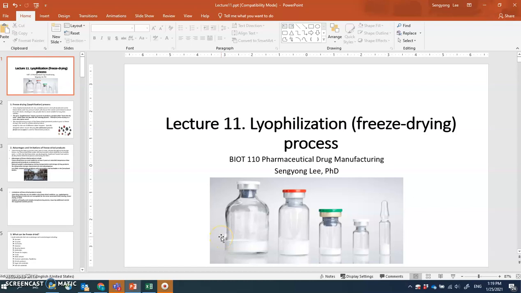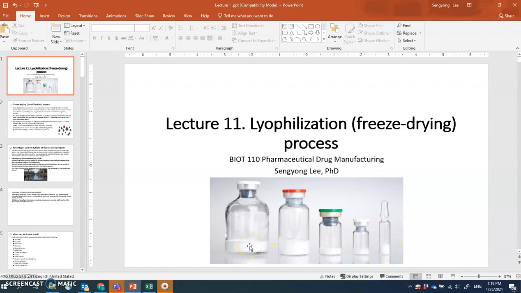Okay, lecture 11, we'll talk about lyophilization or the freeze drying process in drug manufacturing. You see this picture of drug vials, and maybe an ampoule, with freeze-dried drug product. We call this white fluffy freeze-dried material, the drug condition, drug cakes.